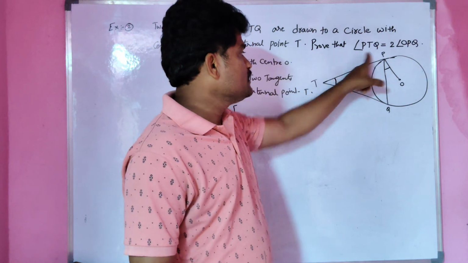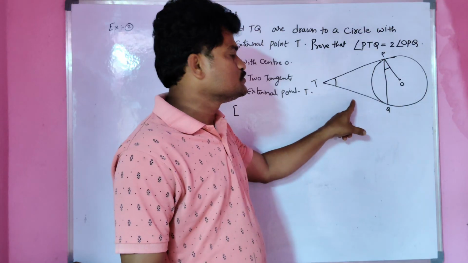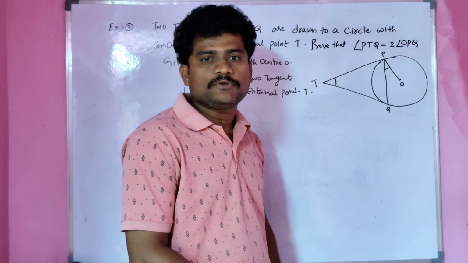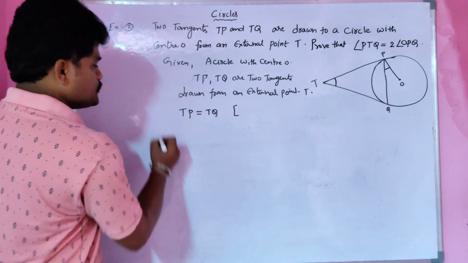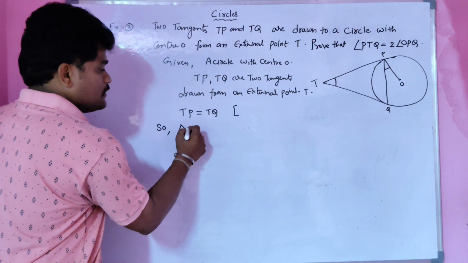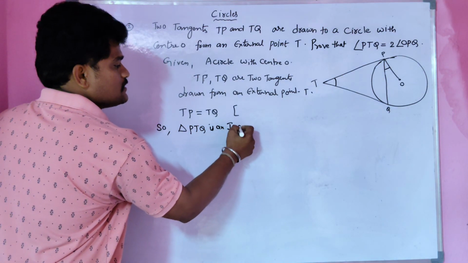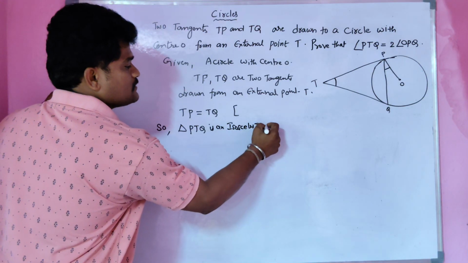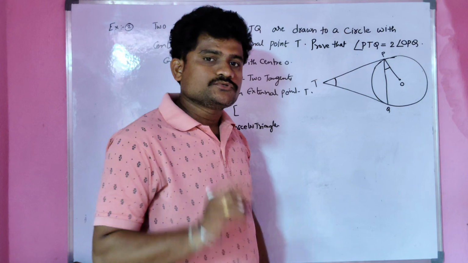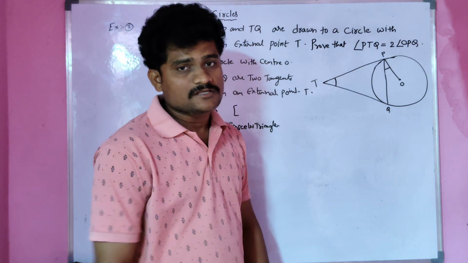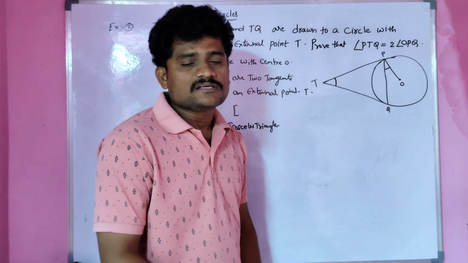These two, TP and TQ, are both in this triangle. In triangle PTQ, TP is equal to TQ, so we can say that triangle PTQ is an isosceles triangle. In an isosceles triangle, two sides are equal, and automatically the opposite angles are also equal.